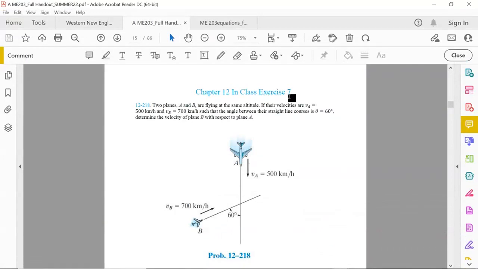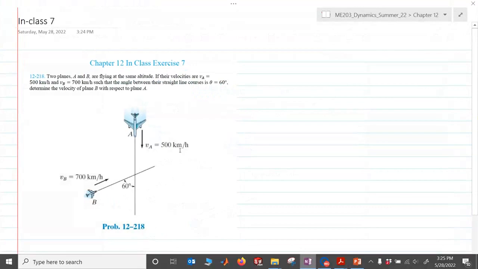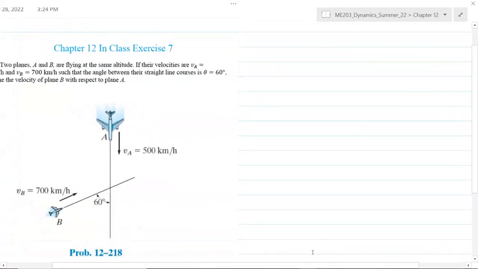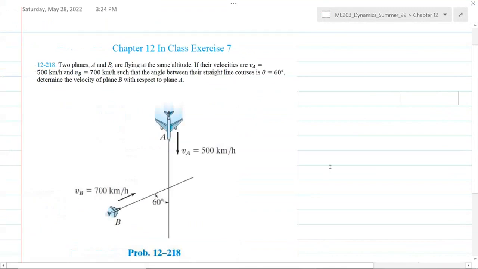Steps 1 and 2 in class exercise 7, relative motion analysis. Two planes A and B are flying at the same altitude. If their velocities are VA equal to 500 km per hour and VB equal to 700 km per hour, such that the angle between their straight line courses is 60 degrees, determine the velocity of plane B with respect to plane A.